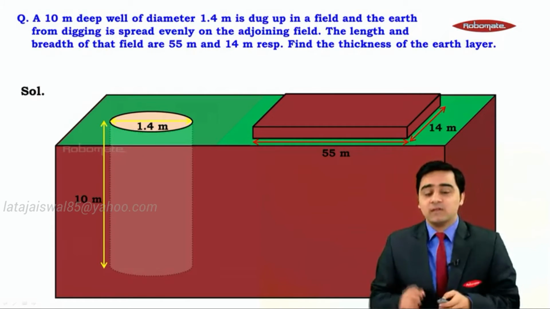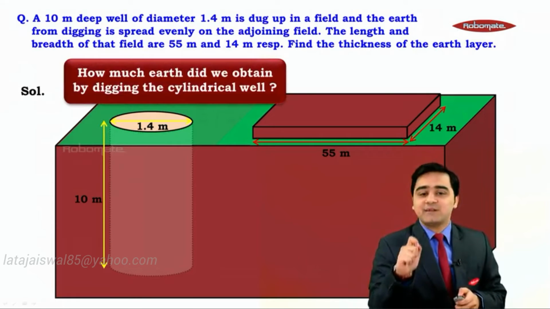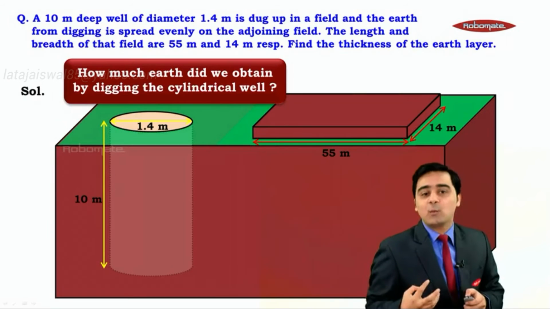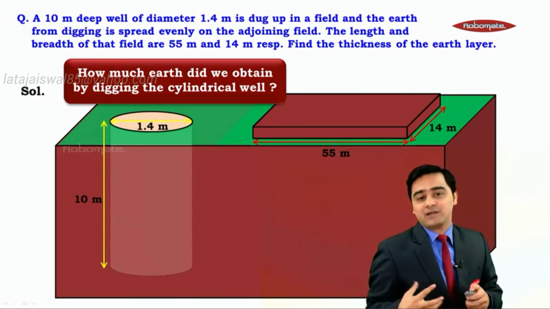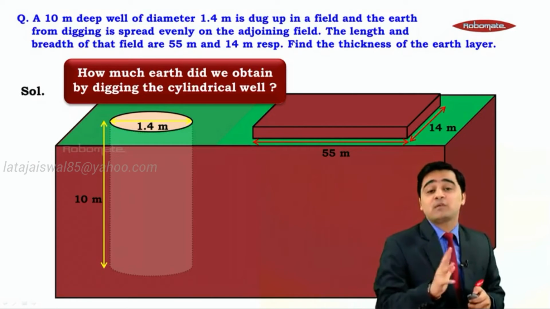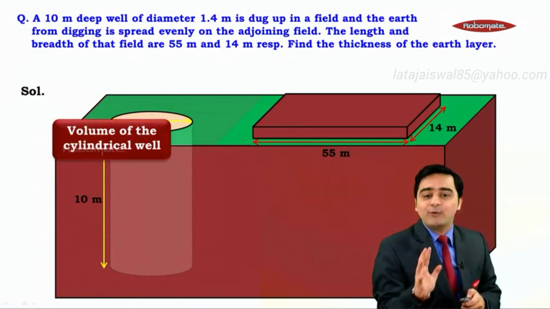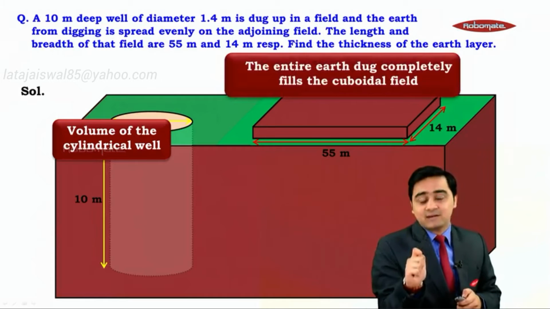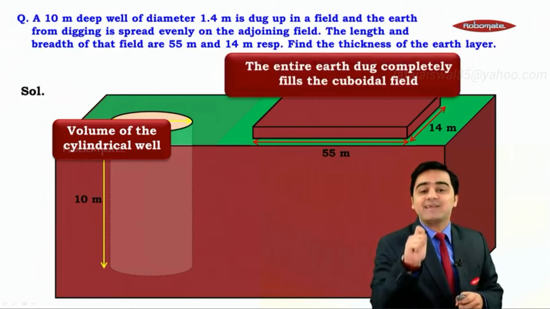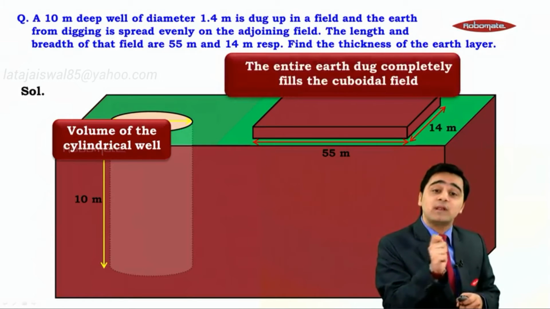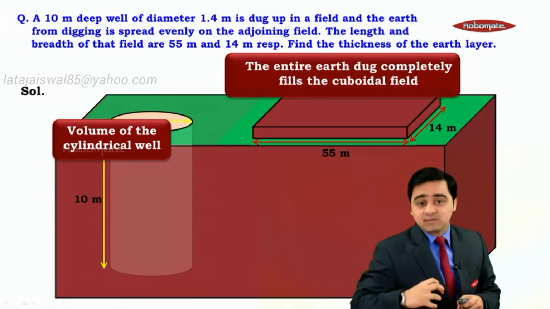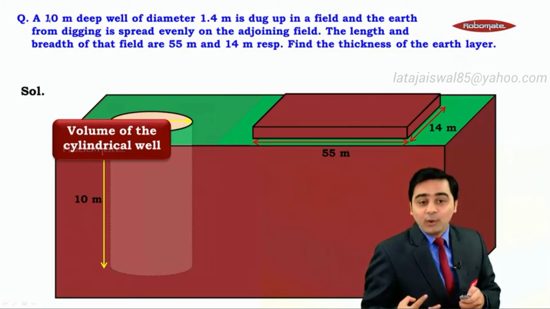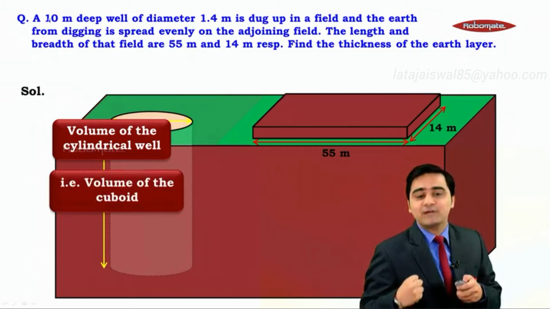Now my dear students, the question is, how much earth did we obtain by digging the cylindrical well? Yes, we can say it is equal to the space within the cylindrical well. Now we know that space simply means volume, so we can say it is equal to the volume of the cylindrical well. We also know that the entire earth after digging the cylindrical well is spread evenly on the adjoining cuboidal field. Now, if it fills the adjoining cuboidal field, we can say that it will occupy space. We know that space means volume, so we can say it is equal to the volume of the cuboid.